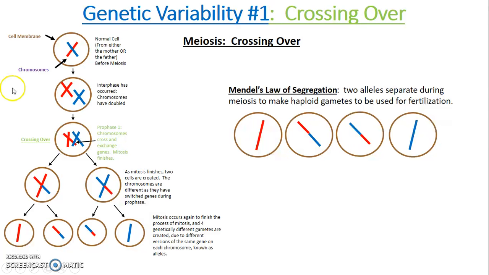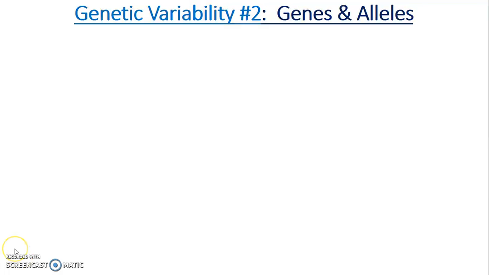And remember, we already learned about the process of meiosis. All we're doing is adding to it to explain that during meiosis, this process of crossing over can occur, where the chromosomes literally cross over each other, touch, and exchange segments called genes. So that in the end, we still get our gametes, but they're genetically different. So in our next video, we'll move on and explain more about genes and alleles.